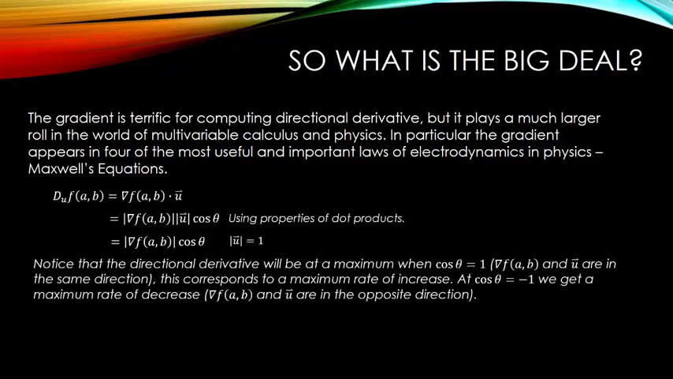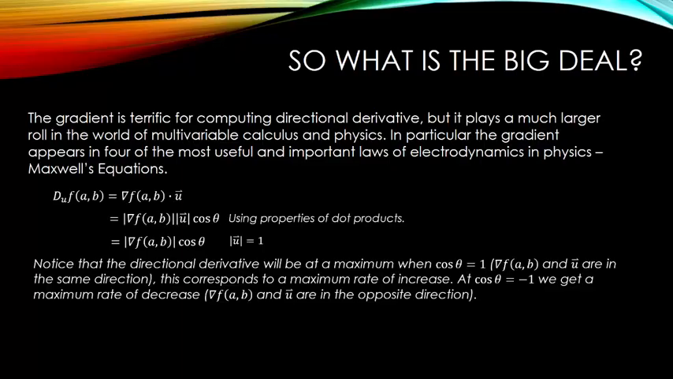Notice here that my directional derivative will be a maximum when cosine of theta is a maximum, which is equal to 1. This means that the gradient of f at (a, b) and the unit vector u will be in the same direction. This corresponds to a maximum rate of increase. If, on the other hand, cosine of theta is -1, we're going to get a maximum rate of decrease. This just means that my gradient of f evaluated at (a, b) and my unit vector will be in opposite directions.